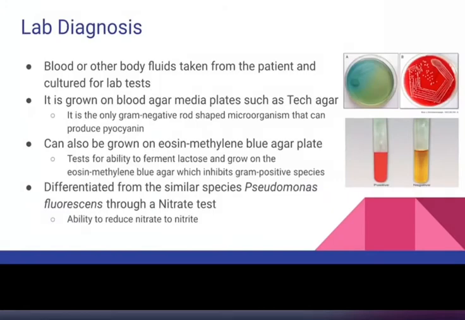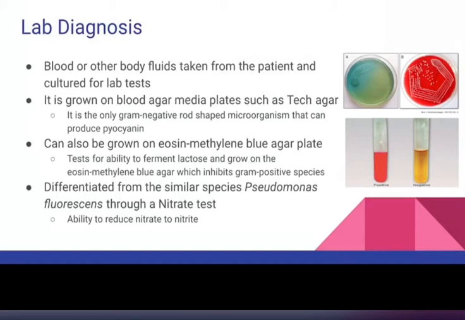The lab diagnosis of Pseudomonas aeruginosa is done when blood or other body fluids are taken from the patient and cultured for the lab test. It is grown on blood agar plates like tech agar, and it is the only gram-negative rod-shaped microorganism that can produce pyocyanin. When grown on the tech agar plate, it will appear blue, as shown in the image on the right.